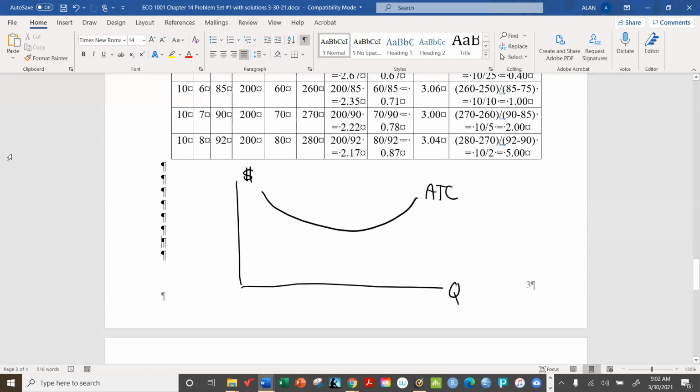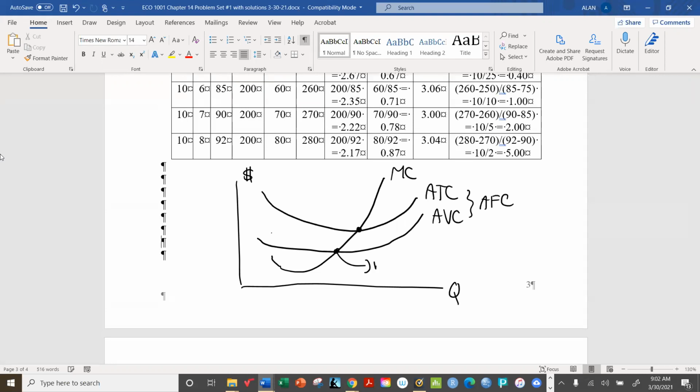Average variable cost has a similar pattern, except, as you recall from the last time, it'll get closer and closer to ATC because the spread between them is AFC, which keeps shrinking as Q increases. And then finally, marginal cost behaves something like this. It typically falls for a while, then starts to come back up, and it'll cut through these two curves at their minimum points.